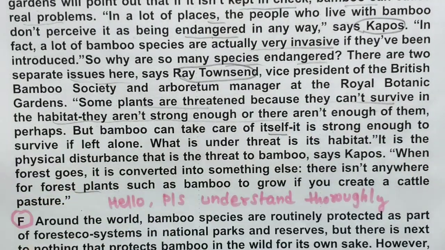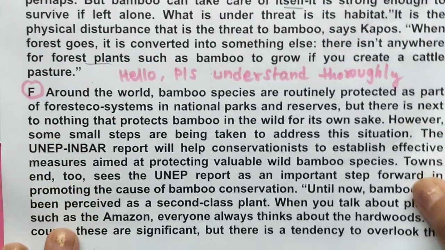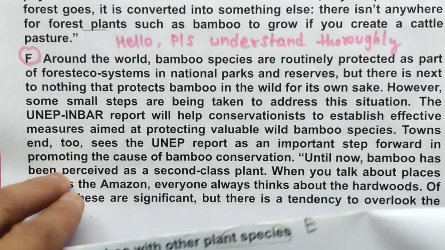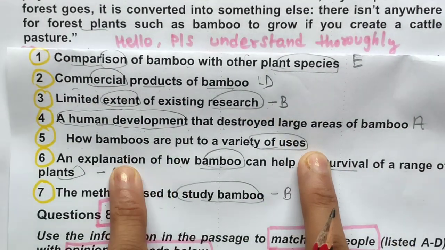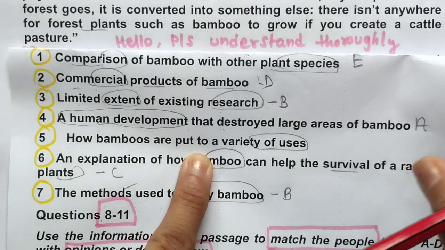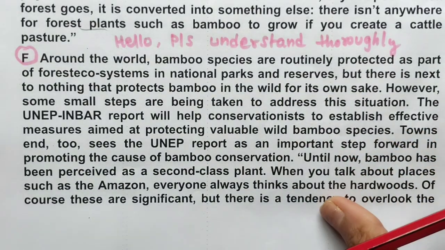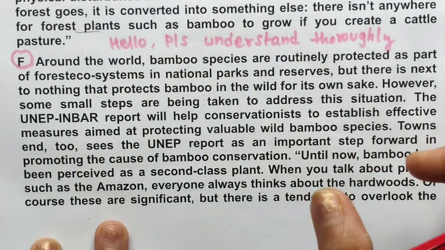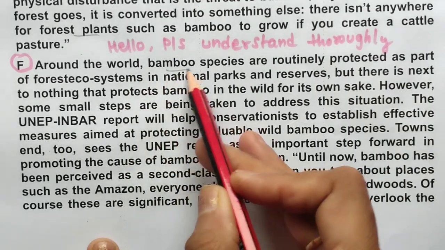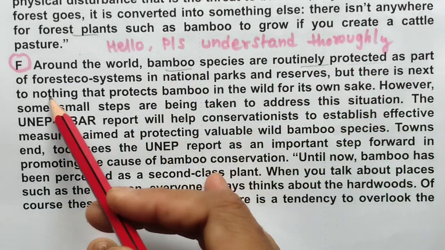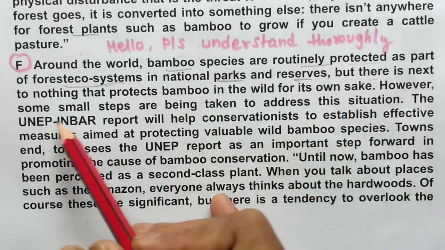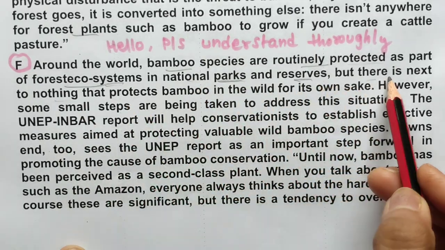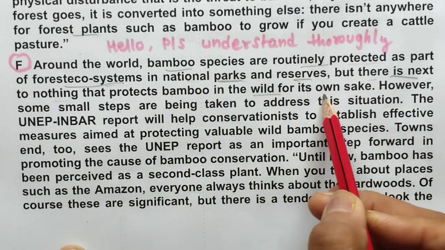Now F paragraph. Now this is left only. How bamboos are put to a variety of uses. Variety of uses, I think we have read it, but let's finish this F paragraph. Around the world, bamboo species are routinely protected as part of forest systems in national parks and reserves, but there is next to nothing. They are talking about its future in the wild for its own sake.